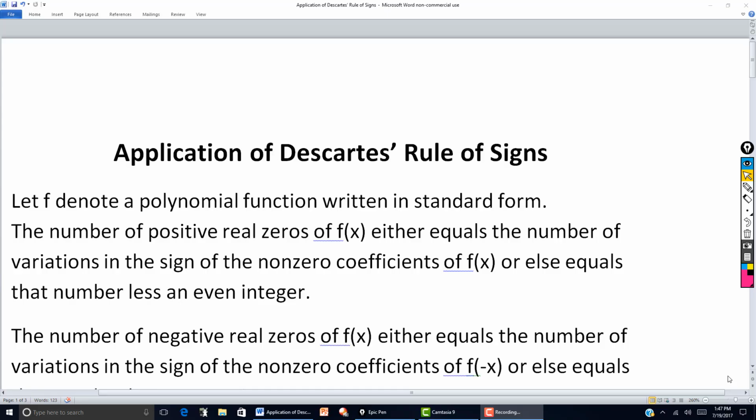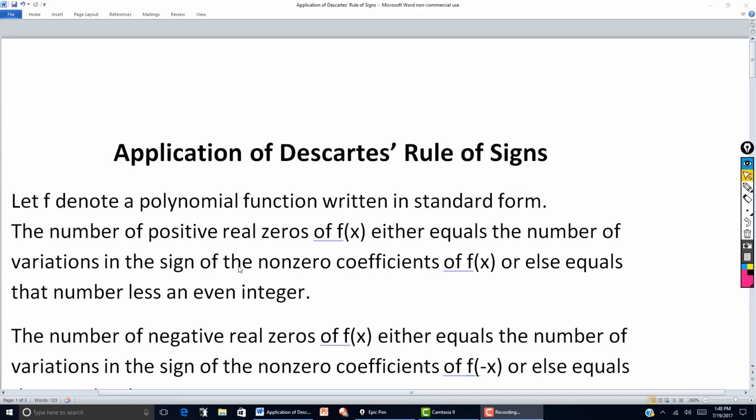In this video, I'm going to look at Descartes' Rule of Signs to show you how to use this theorem to find the possible real zeros of a polynomial, or in some cases you might want to find the possible solutions of a polynomial equation. So let's look at what the theorem states.